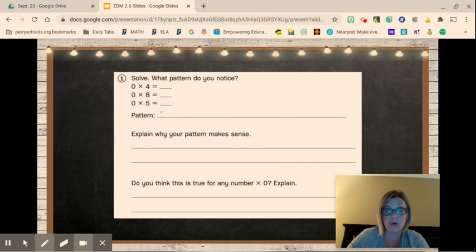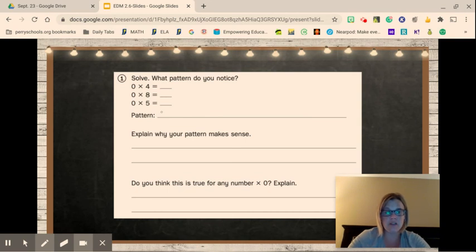So looking at number 1, 0 times 4, 0. 0 times 8, 0. 0 times 5, 0. So my pattern is, if I have a factor that is 0, the answer, the product, will be 0. Explain why it makes sense. Well, because if I have 0 groups, I'm not going to have anything. Do you think this is true for any number times 0? Absolutely. I'm not going to have numbers if I don't have any groups.